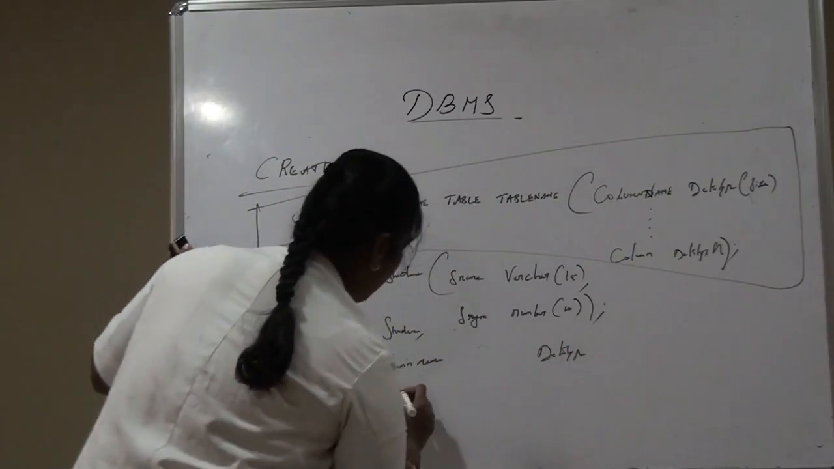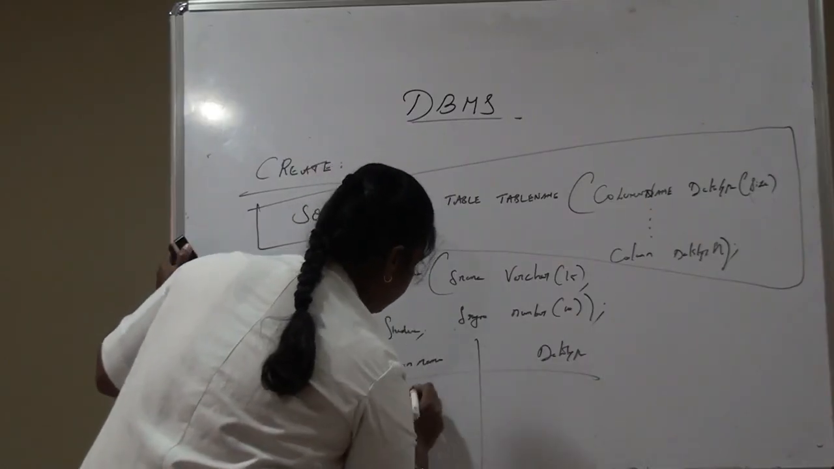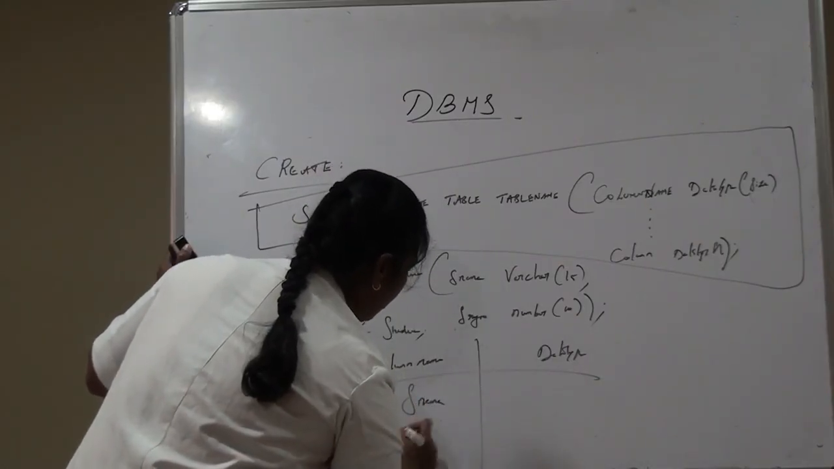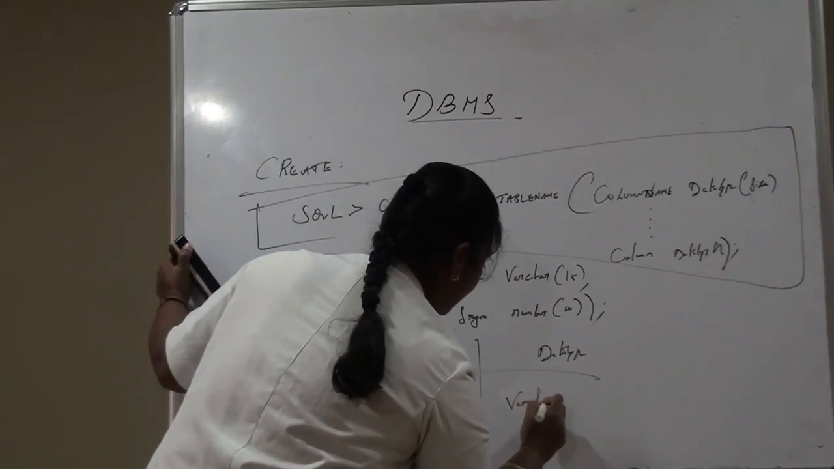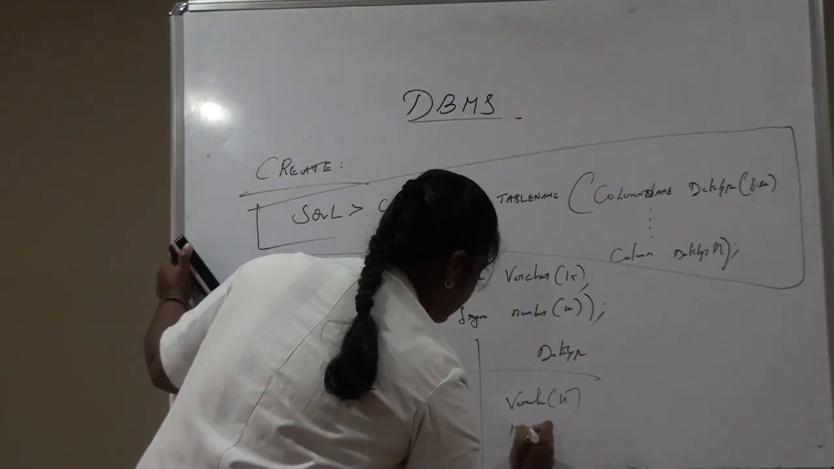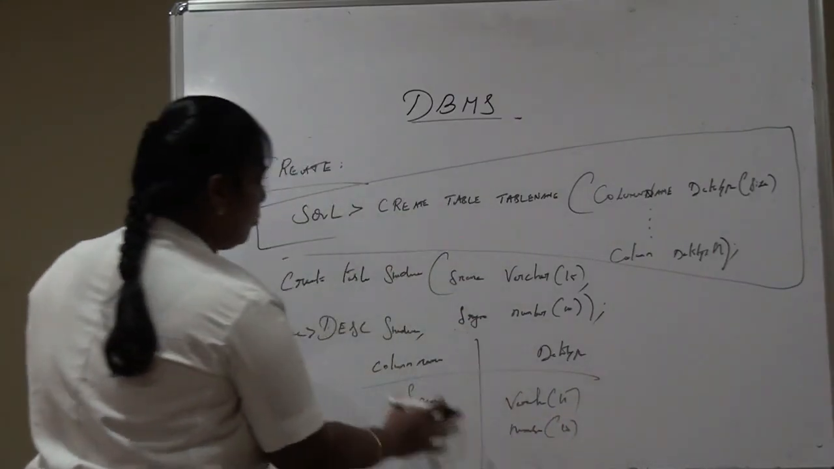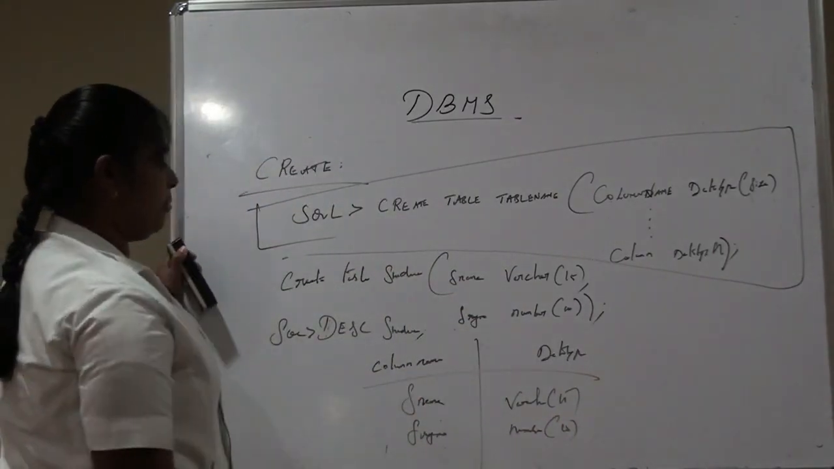It represents the student name. What is the student reg number? This is the size varchar of 15. This is the size number of 10. This is the output that takes place for describing the table.